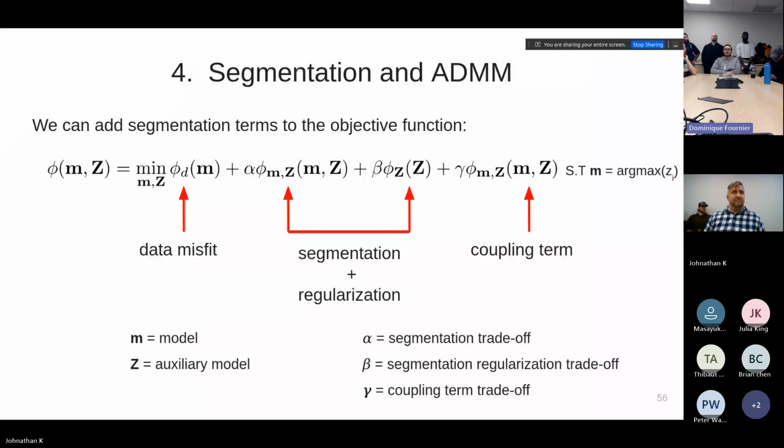And then we have a coupling term that bridges the gap between the model space and the auxiliary space. We want to solve that such that our model vector is equal to the auxiliary space, but the auxiliary space has classes, so we want to have the segmented class. So we want the model vector to match the segmentation. M is our model, Z is our auxiliary model, alpha is our trade-off for the segmentation terms, beta is for the regularization of the segmentation, and gamma is our trade-off for our coupling term.